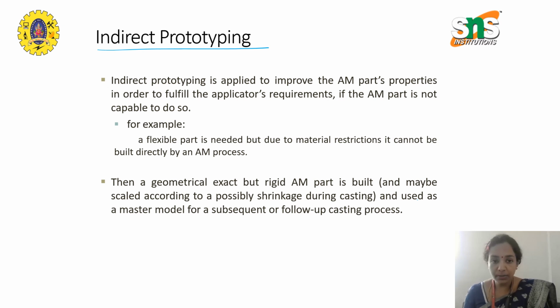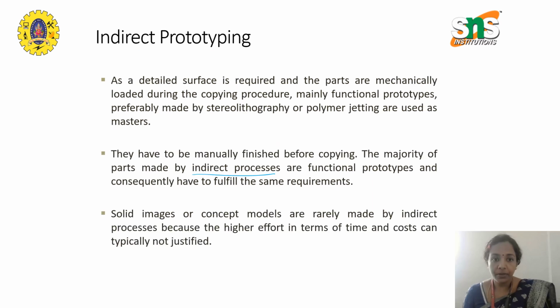If the additive manufacturing part is not capable of doing so, say for example, a flexible part is needed, but due to material restrictions, it cannot be built directly by an additive manufacturing process, then a geometrically exact but rigid additive manufacturing part is built and may be scaled according to possible shrinkage during casting and used as a master model for a subsequent flow-up casting process.